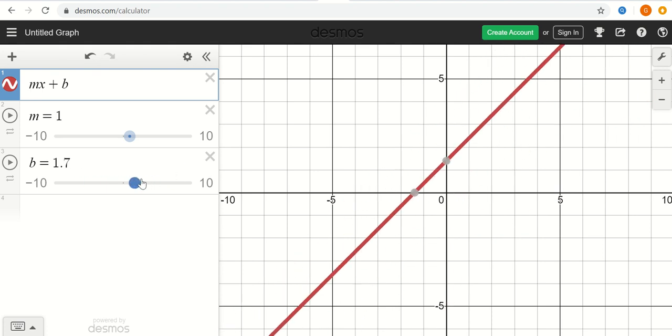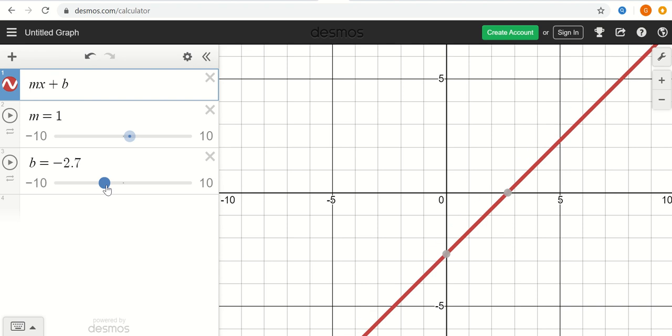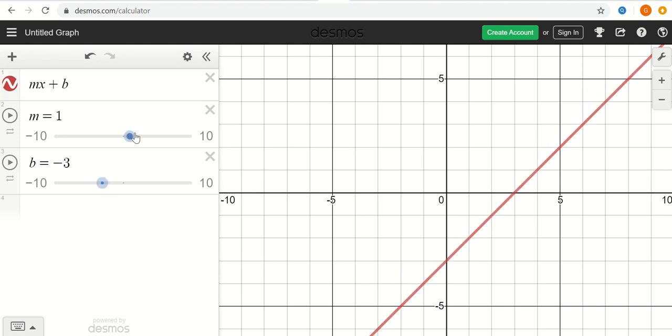Now, this b value isn't the only thing we can play around with. We can also play around with the m value. So what would that change? Well, the coefficient in front of your x variable in a linear equation like this, that's just going to represent your slope. So here, if I look at my m value of 1, I have a slope of 1, or a rise of 1 over a run of 1.